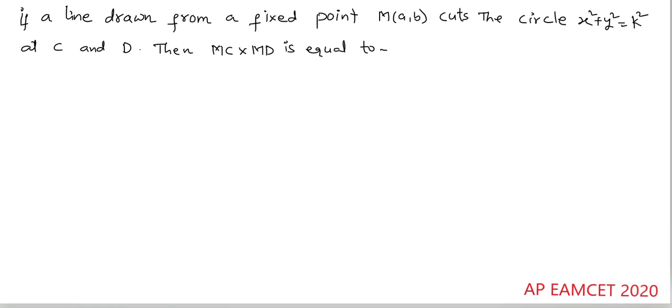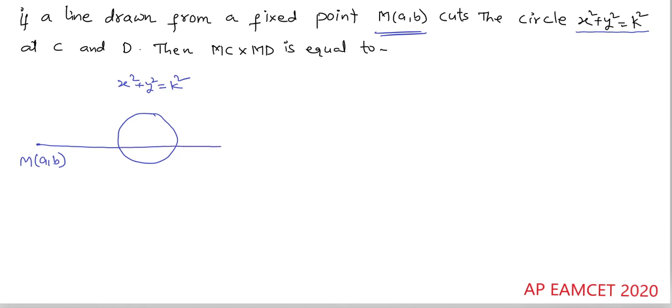If a line drawn from a fixed point M (A, B) cuts the circle x square plus y square is equal to k square at C and D, then MC into MD is equal to. Here the given circle is x square plus y square is equal to k square. This is the circle. And M is a point. This is M (A, B). A line is drawn through a fixed point (A, B) and cuts the circle at C and D. Then the value of MC into MD.